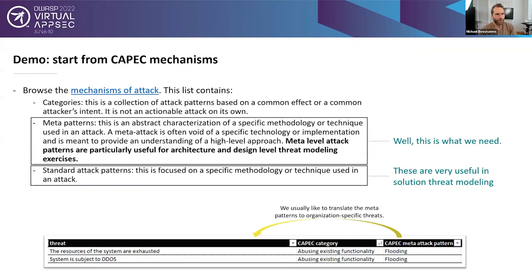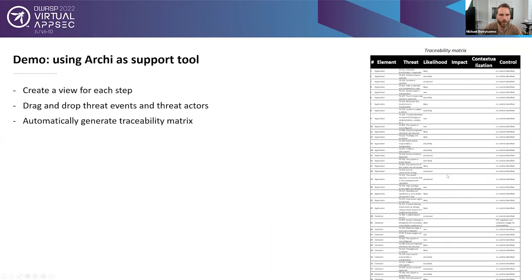So okay, we've done a lot. We started from the CAPEC mechanisms. I've shown you that, so not going to repeat it. I told you that the meta patterns are actually what we need in an architectural threat modeling session. But the standard patterns can still be very useful in a more detailed solution threat model.